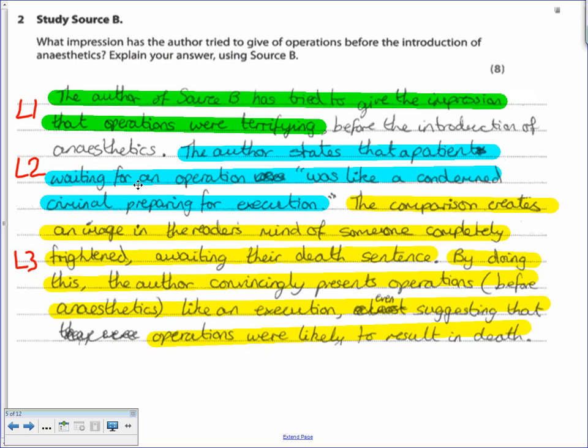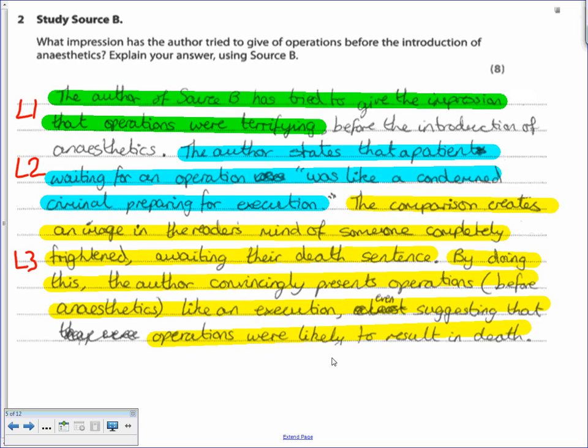He now moves into level 2, stating that the patient waiting for the operation was like a condemned criminal preparing for execution. Notice the quote marks to back it up. And here, in yellow, what we're seeing is the analysis. The comparison creates an image in the reader's mind of someone completely frightened, awaiting their death sentence.